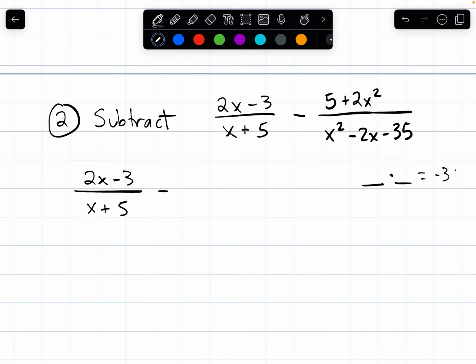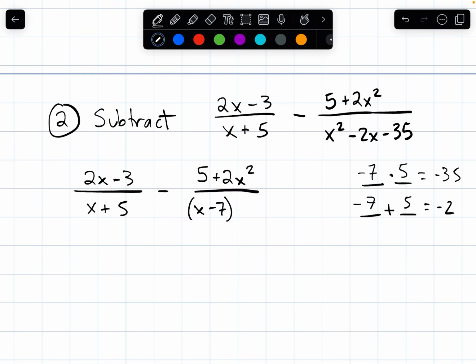It looks like I'm looking for two numbers that multiply to be negative 35, but also add up to be negative 2. And I think those numbers are negative 7 and positive 5. And that does seem to check out. So we've got a 5 plus 2x squared here over x minus 7, x plus 5.